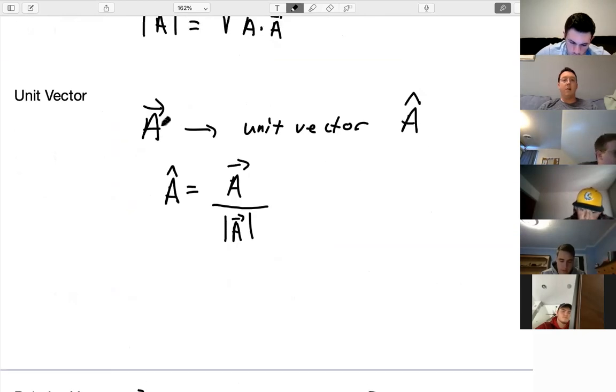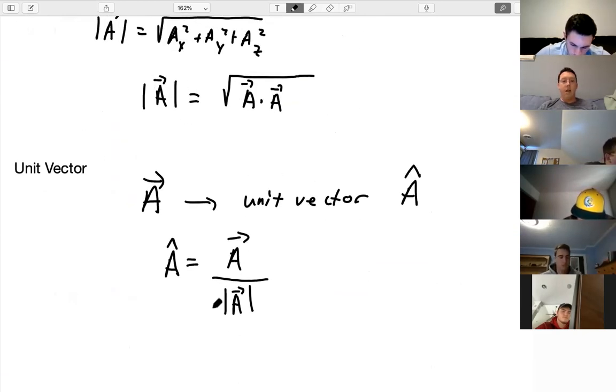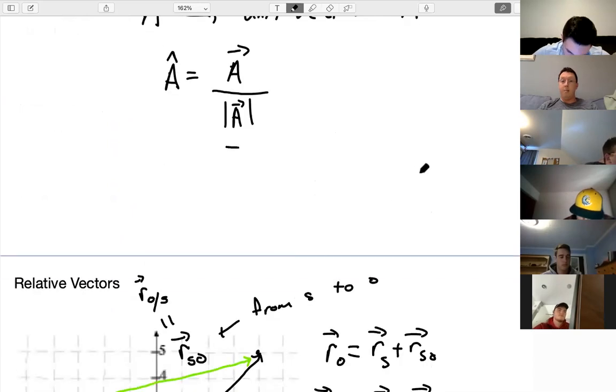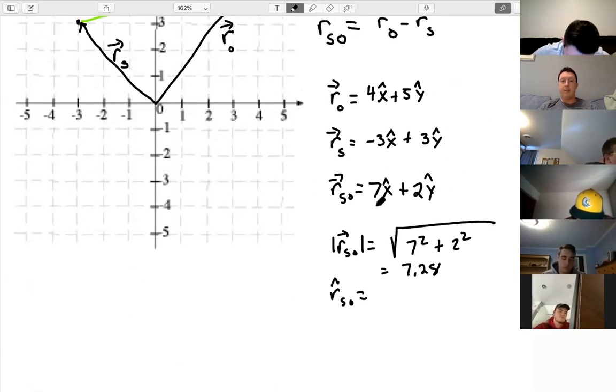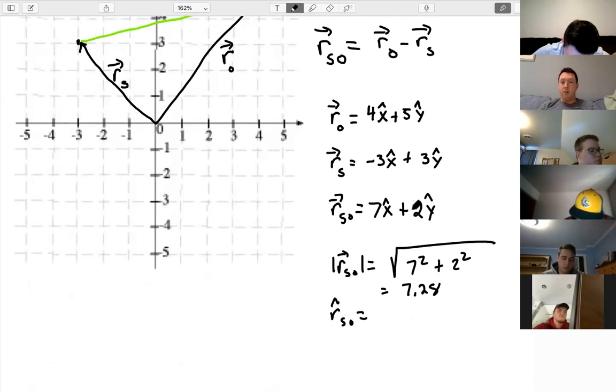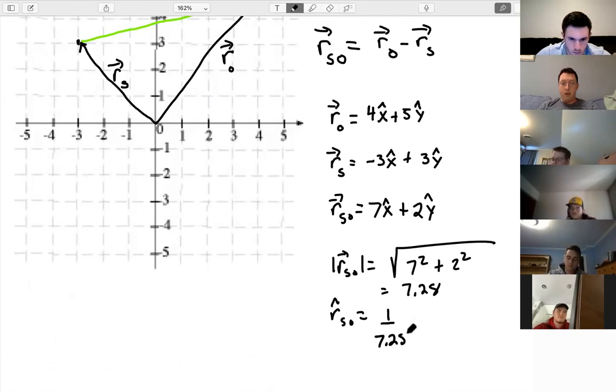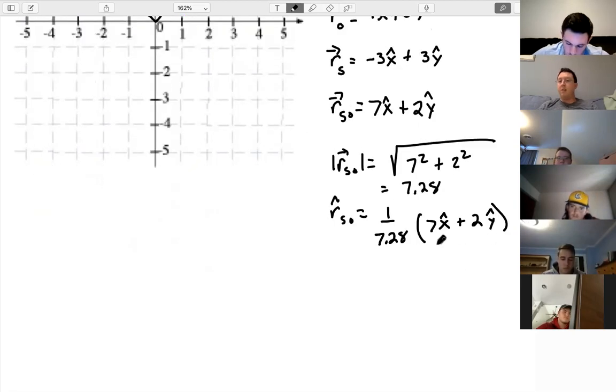And now, how do I make a unit vector? The way we make a unit vector is we take the original vector and we divide it by the magnitude. So in this case, the original vector, R_SO, is 7x hat plus 2y hat. The magnitude is 7.28. So this is going to be 1 over 7.28 times 7x hat plus 2y hat. You can distribute the scalar inside the parentheses if you want, but you can look at the numbers. It's not going to clean up, so there's no point.